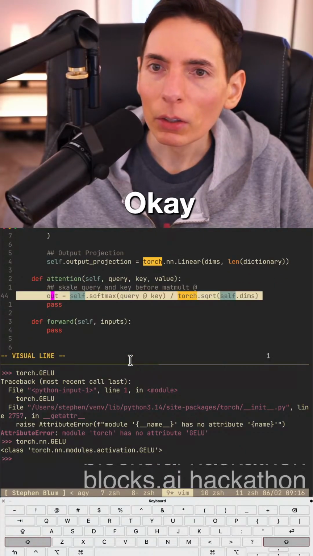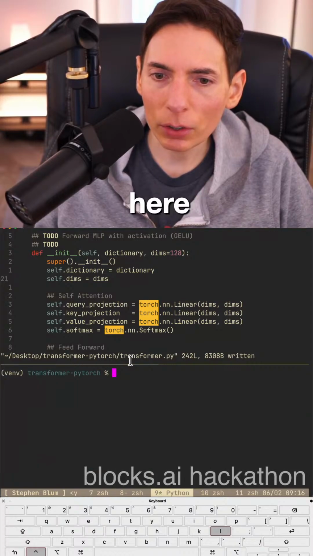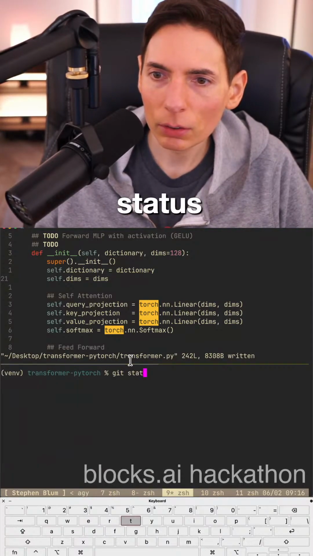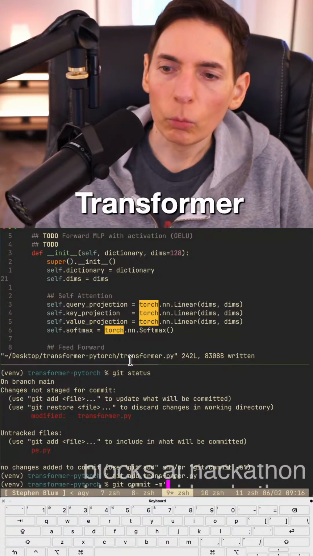Okay. So now that we've got our model fully defined, let me commit this here. Git status. Where are we at? Git add transformer.